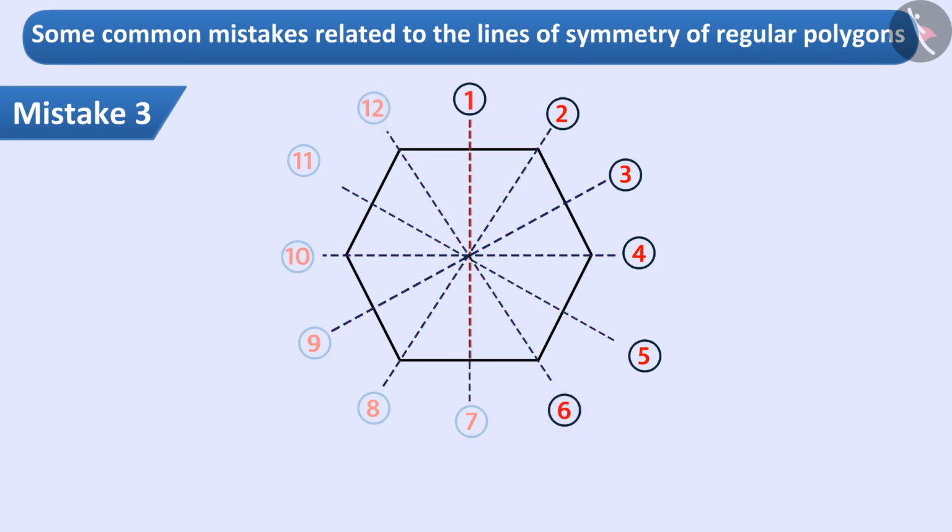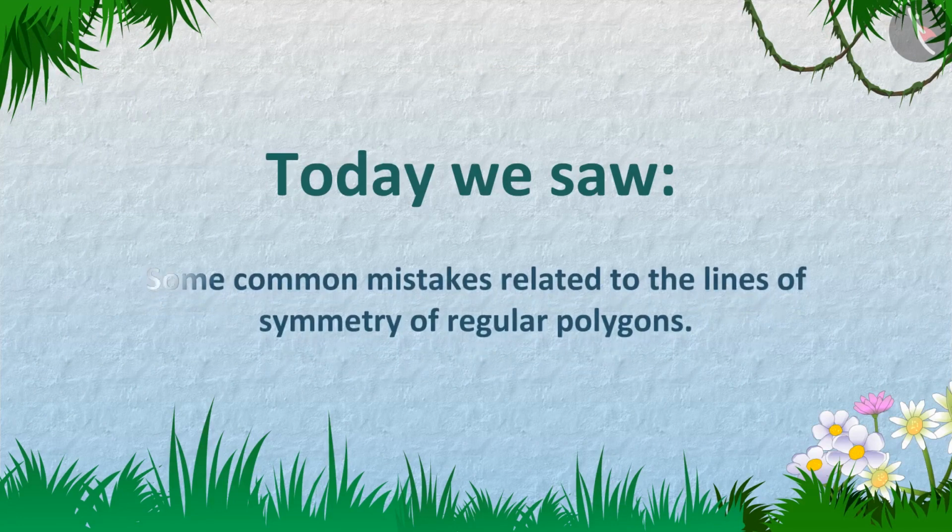Similarly, some children stop counting on the line from which they started counting inadvertently. In this way, they count a line twice. This makes them think that the number of lines of symmetry in the given figure is 7. But it is also incorrect. In order to count correctly, we should keep in mind from which line we have to count. This will get the count right. So today, we saw some common mistakes related to the lines of symmetry of regular polygons.